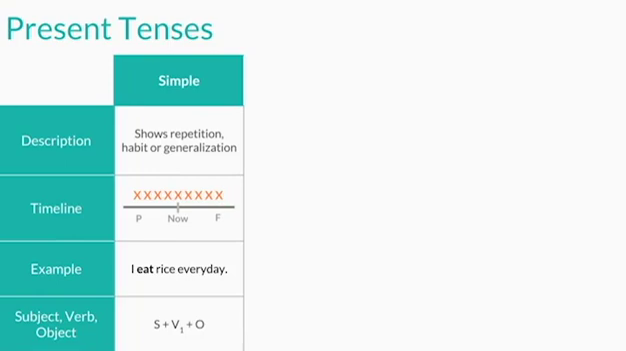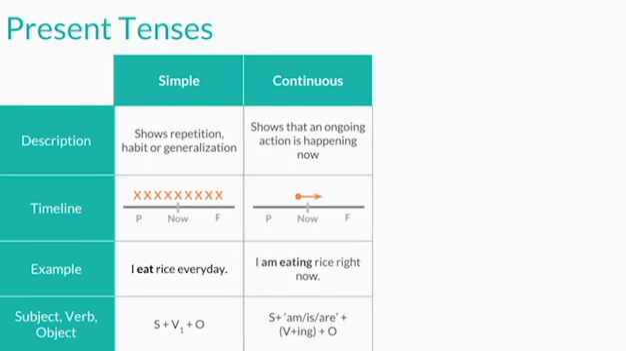This is because present simple tense is used to show actions that happen again and again due to repetition, habit, or generalization. So an example of this is I eat rice every day. So I ate rice last month, I ate rice last week, I ate rice yesterday, I ate rice today, or I will eat rice today, I will eat rice tomorrow, I will eat rice next month, and so on. You get the idea. Here we have the structure of the present simple tense: subject plus the base verb plus the object. Now let's move on to the next tense, which is our present continuous tense.